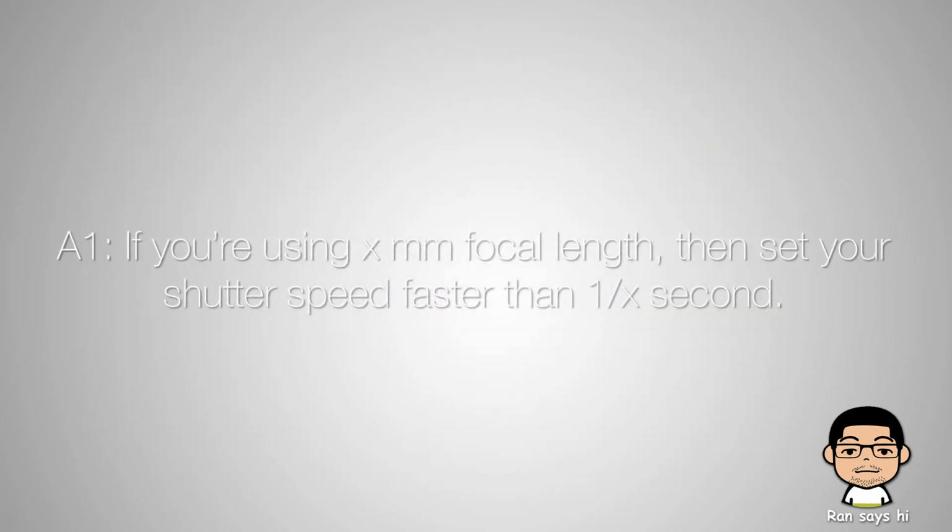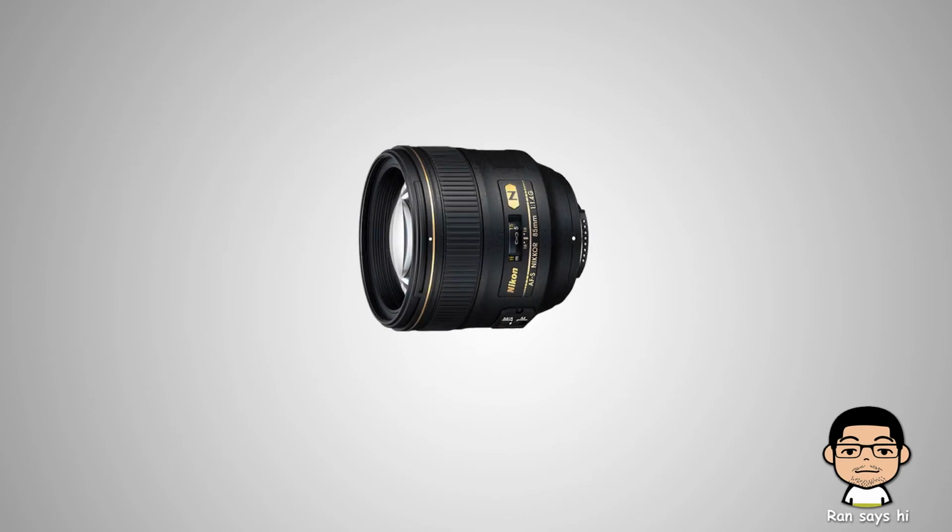So the answer is, if you're using X millimeter focal length, then set your shutter speed faster than X out of 1 second. That's a general rule. For example, if you're using this 85mm 1.4 prime lens to shoot a portrait, what should be your shutter speed? It should be faster than 85 out of 1 second. But normally you don't have this exact setting on your camera, so you can choose 80 out of 1 or 100 out of 1 second.